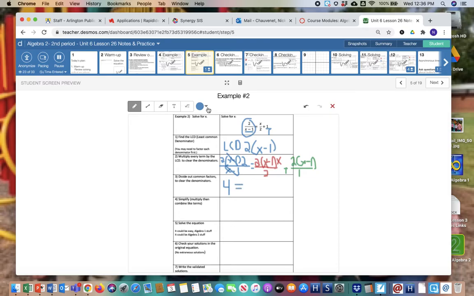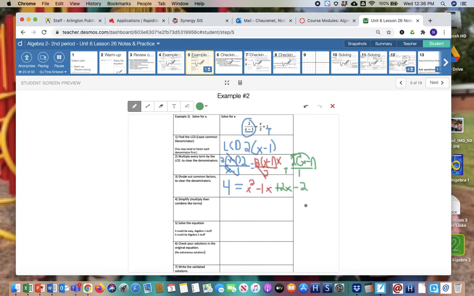I'm going to go to my next set. So here I could cancel these 2's. So now I'm going to go x times x is going to give me x squared. And then x times negative 1 is going to give me negative 1x. And then for my last term, I just have this 1 denominator, so that's not going to cancel anything. So I'm just going to distribute here. 2 times x is going to give me positive 2x. And then 2 times negative 1 is going to give me negative 2.